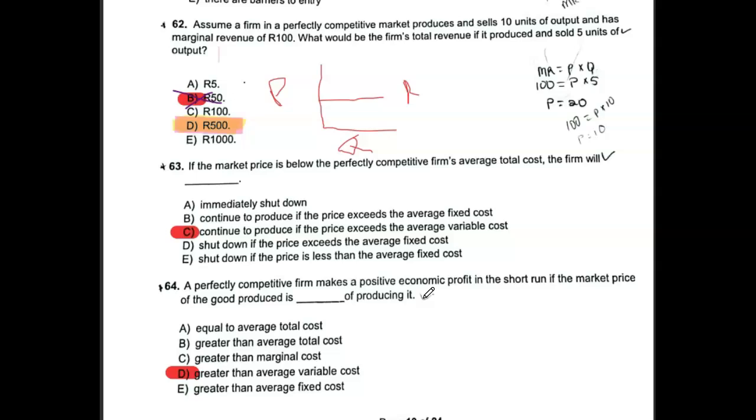So 62, this is a correction. It's not B, right? I have in my memo it's B. It's not B. It's actually D. Let me make a note here. It's D. So the way you do it is this.